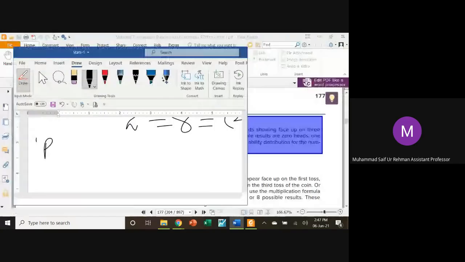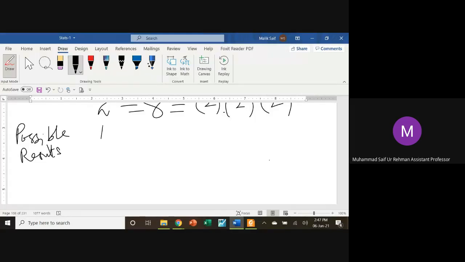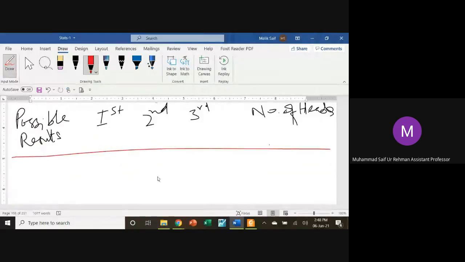Possible results, first result, second result, third result. And here you may write down number of heads because you are interested in number of heads. If you are interested in number of tails, you may write down number of tails over here. So write down a table like this.